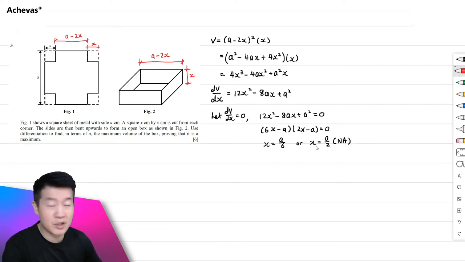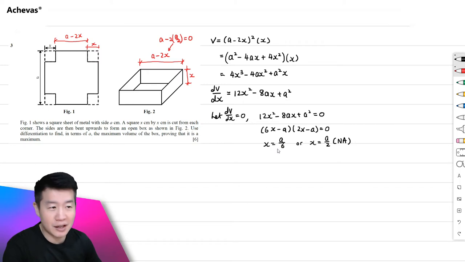Why will we be rejecting? Because if x is equal to a/2, we're going to have a − 2 times a/2, which is equal to 0. There will be no volume at all. So this is definitely not going to get us a maximum. So we're going to be using x = a/6.